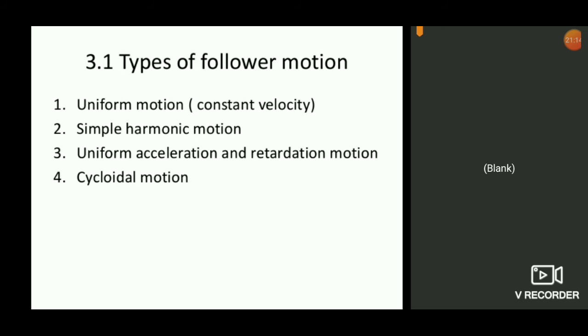We told that the follower will move upwards and downwards. When it is moving upwards or downwards, how is it moving? Whether with constant velocity, or with simple harmonic motion, or UARM, that is uniform acceleration and retardation, or cycloidal. It can come down also, that is the downward stroke, the fall or return stroke. So it can happen in these 4 ways. Now we see what the different types of these 4 motions are that we can expect.